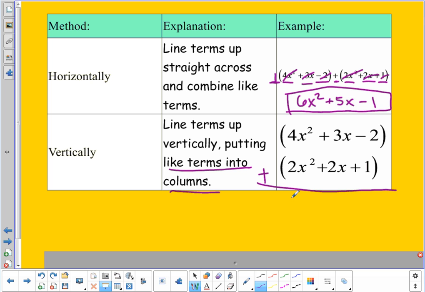So when I add this way, I've got 4x squared over 2x squared. 4 plus 2 gives me 6x squared. Then I have 3x plus 2x, which gives me 5x. And I have negative 2 and 1, which gives me negative 1. Okay, so you can do it horizontally or you can do it vertically, either way.